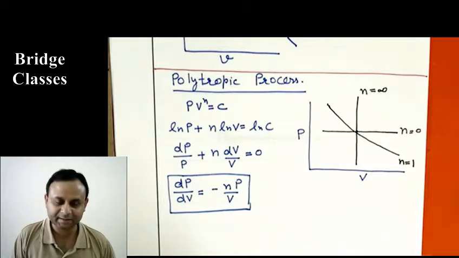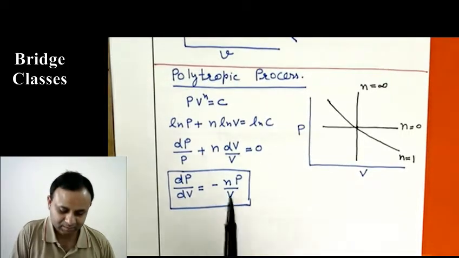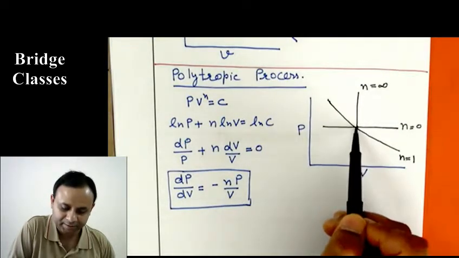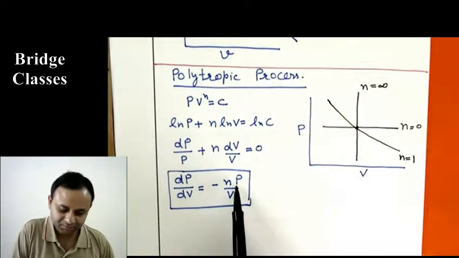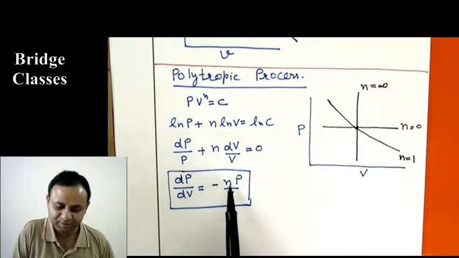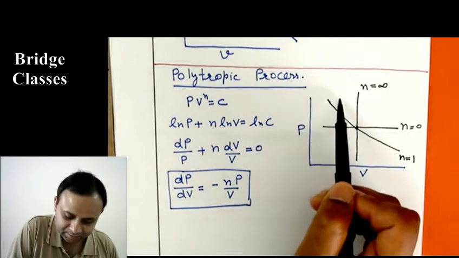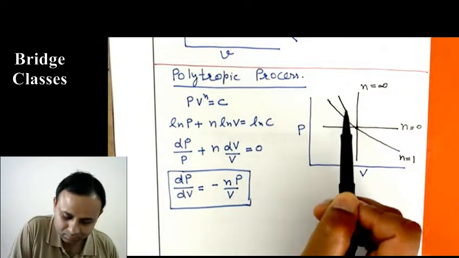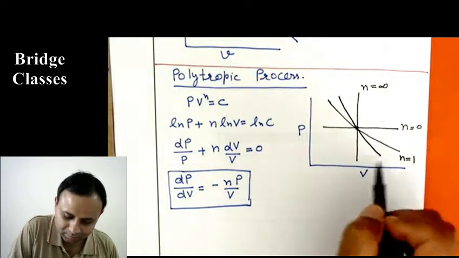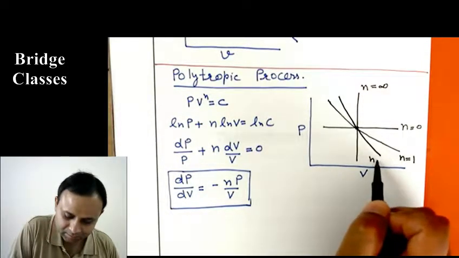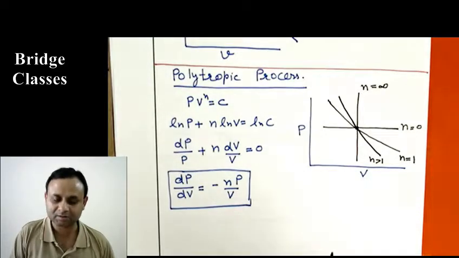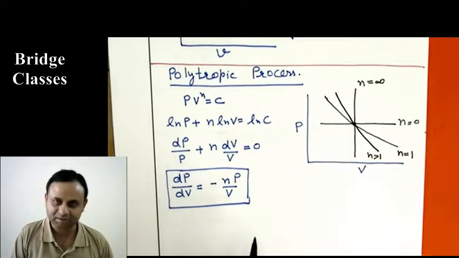Okay, if n is greater than 1, then you see the slope is negative n P over V. So at this point, if n is greater than 1, it will be steeper. The slope is negative, but it will be steeper. So it will be like this, from this point. Okay, this is say n is greater than 1. So that is how this process looks on the pressure volume diagram.